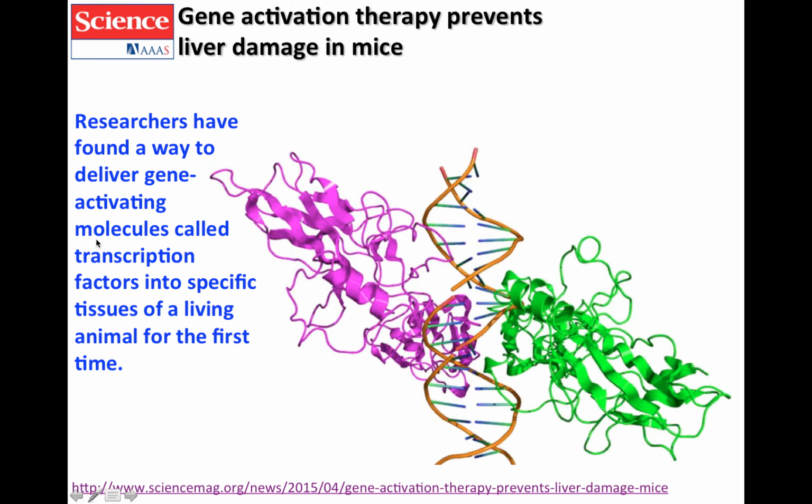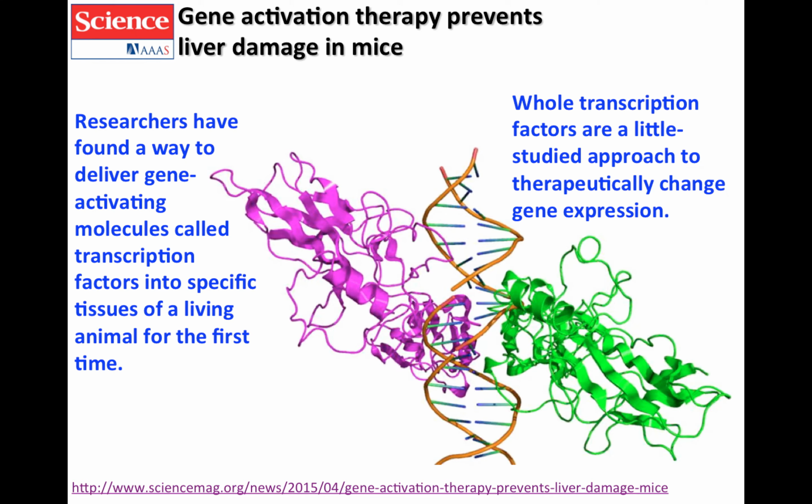So researchers have found a way to deliver gene-activating molecules, these transcription factors, into specific tissues of a living animal for the first time, turning on genes in specific tissues rather than giving them systemically and turning that gene on in all the tissues. Whole transcription factors like these are a little studied approach to therapeutically changing gene expression. But researchers have now found a way to target specific tissues and get these transcription factors in and turn some genes on that might have been dormant.